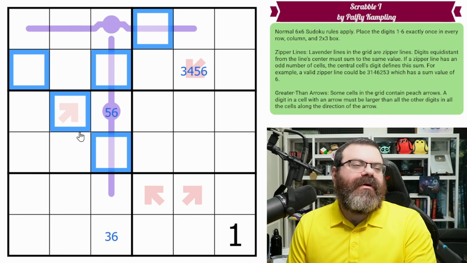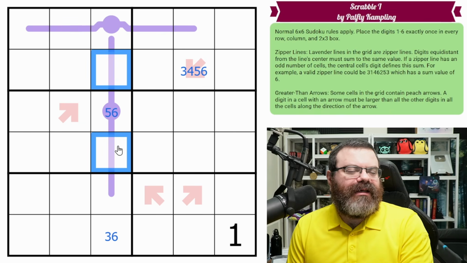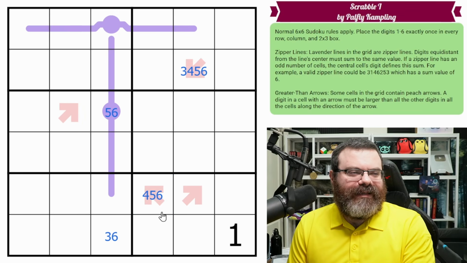Well, hold on. It's bigger than both of these. This is bigger than both of these. Remember, these add to 5. So the smallest these could be is a 2, 3 pair, because 1, 4 is bigger. So this has to be bigger than a 2, 3 pair. This has to be a 4, 5, or 6, for what it's worth.